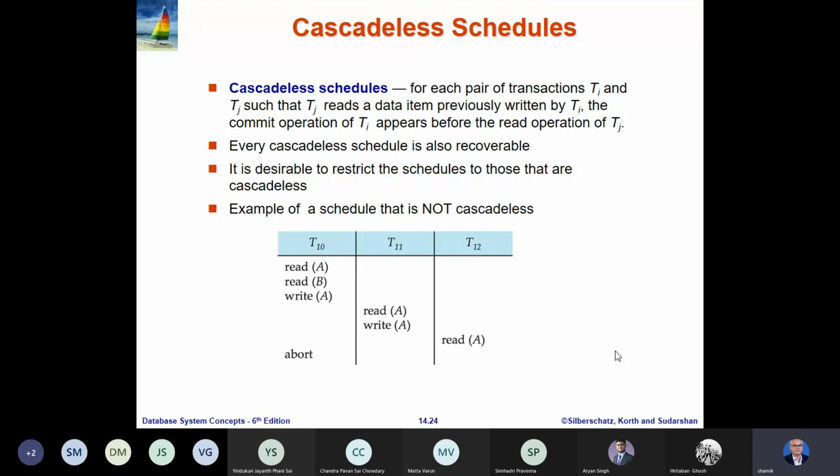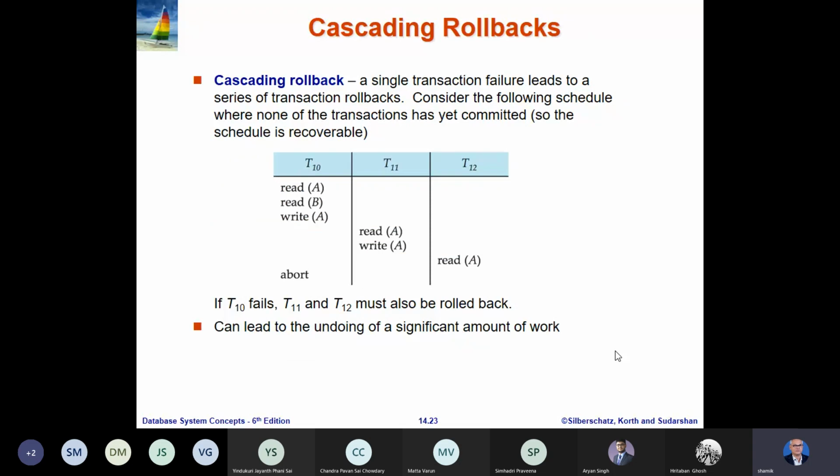A cascadeless schedule is one where, for each pair of transactions Ti and Tj such that Tj reads a data item previously written by Ti, the commit operation of Ti appears before the read operation of Tj, so that Tj only reads committed values. Otherwise, if Ti aborts, Tj will also have to do a cascading abort or rollback. So every cascadeless schedule is also recoverable, which is a trivial issue, because it is always going to do it after the previous one has committed. So it is desirable to restrict the schedules to those that are cascadeless. Otherwise, there will be unnecessary undoing of a significant amount of work.